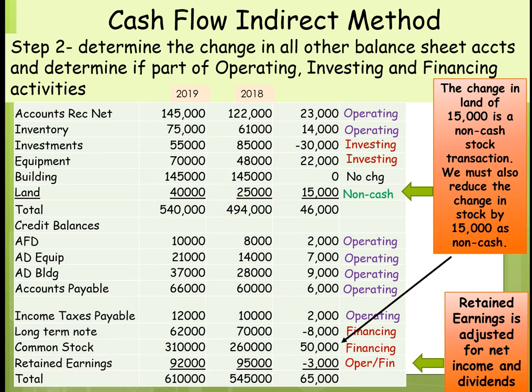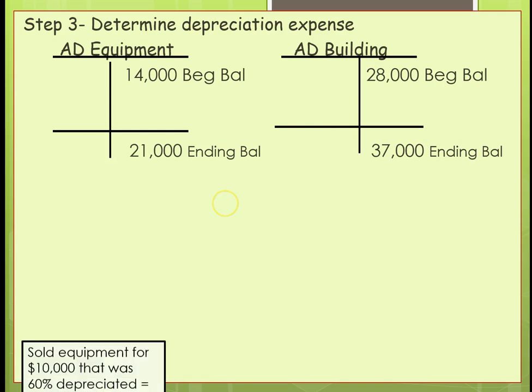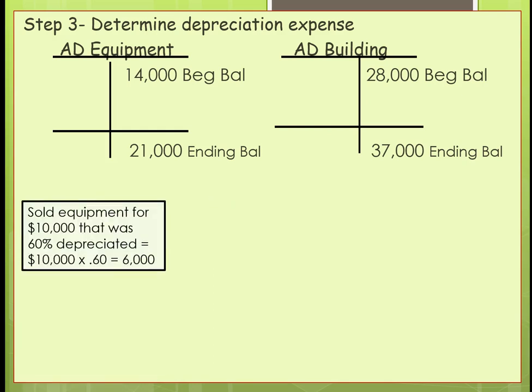Now what we're going to do is T accounts and figure out how much cash was involved. And the first thing we need to do, because we're doing the indirect method, is figure out how much we had in actual depreciation expense that has to be added back in because it's a non-cash item. So we start with our beginning and ending balances that are shown. We know in the problem, the notes that include with the income statement, that we sold a piece of equipment for $10,000 and that it had been depreciated 60%. So we know that depreciation expense would have been $6,000.